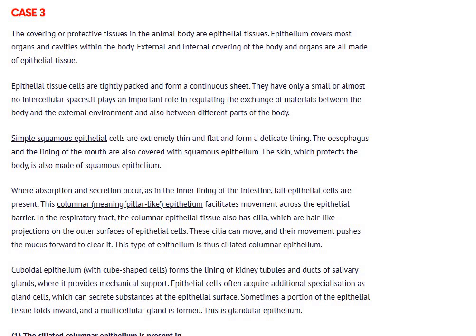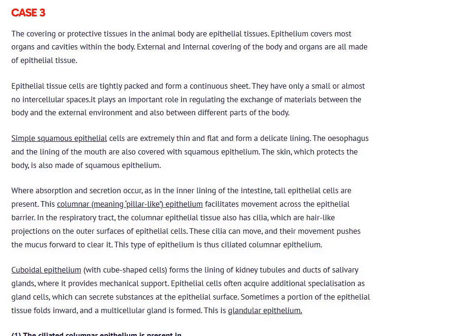These cilia can move, and their movement pushes the mucus forward to clear it. This type of epithelium is the ciliated columnar epithelium. Ciliated columnar epithelium, in the sense of having cilia on the surface, is known as ciliated columnar epithelium.